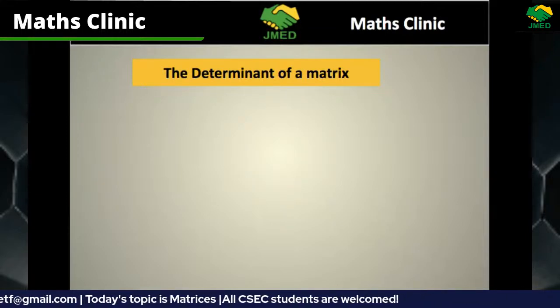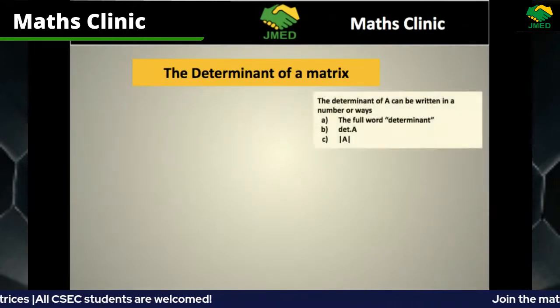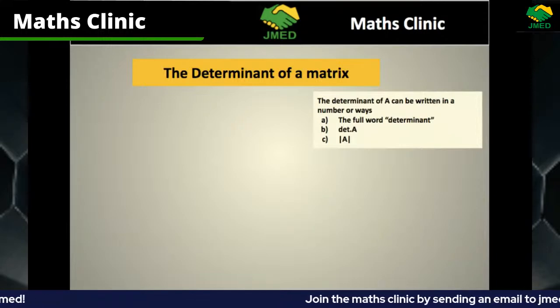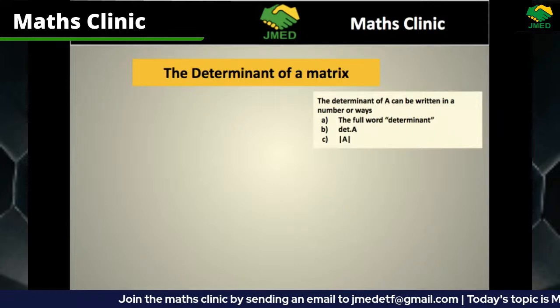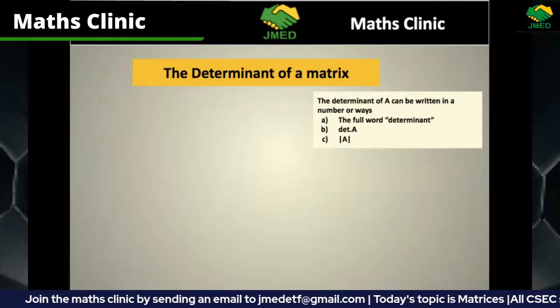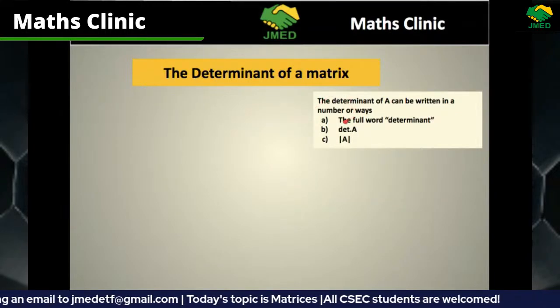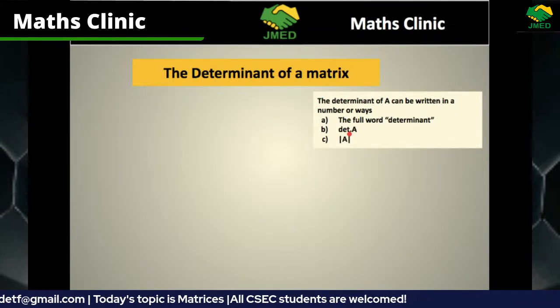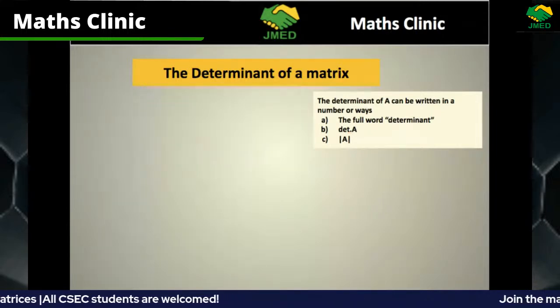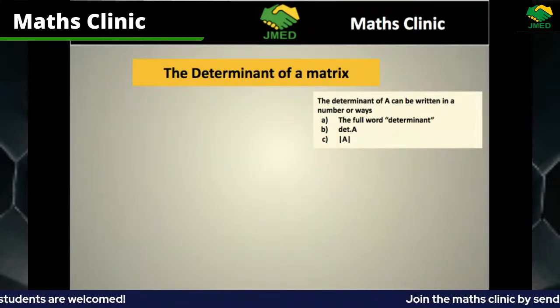All right? So the first one is the determinant of a matrix. Now, the determinant of a matrix can be written in a number of ways. You could see a question that just says, find the determinant of the matrix. And the word determinant is there, and there's no need to be confused. You could also see det A, short for determinant, find det A. And it's the same procedure. I'm just saying that there are many ways in which you could see this in an exam.